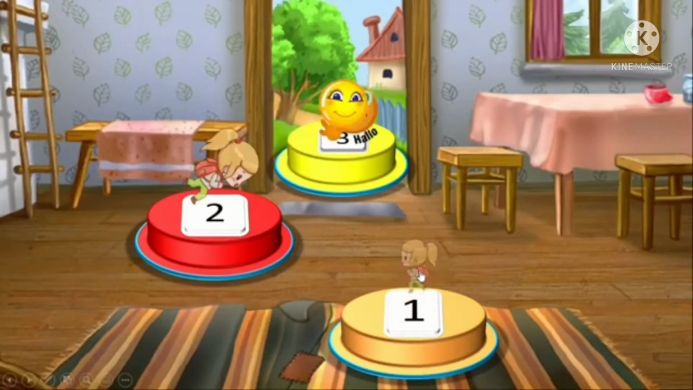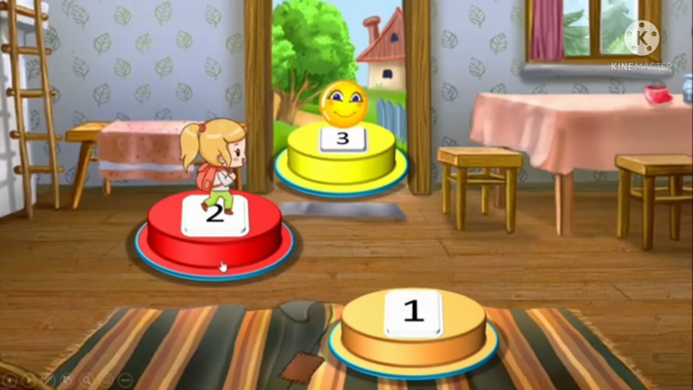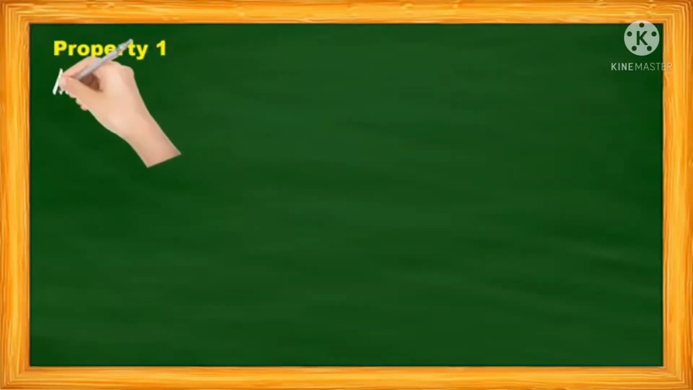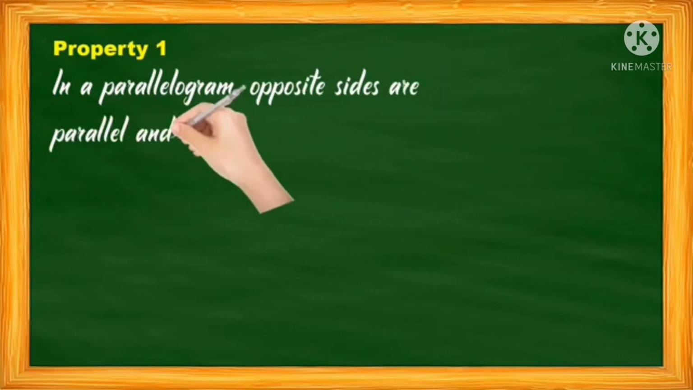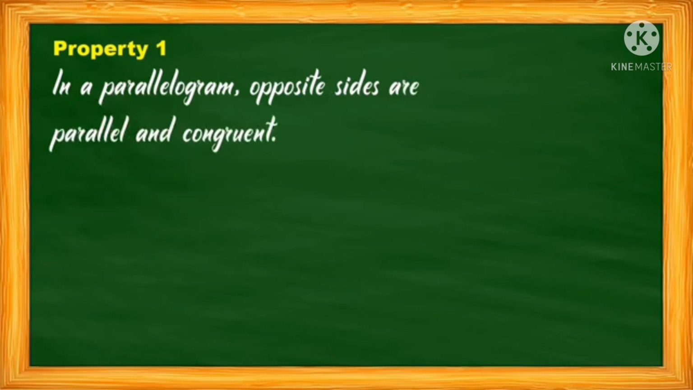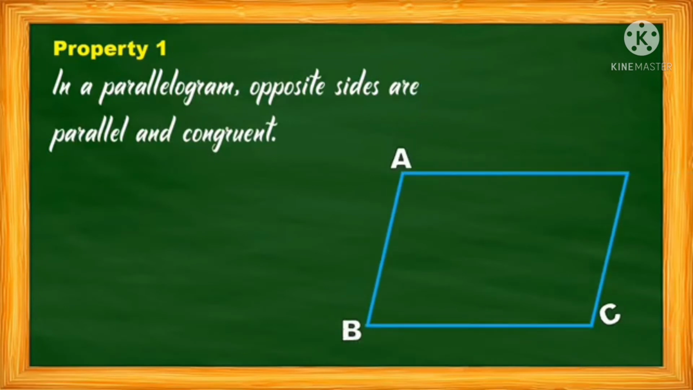This time, Lilo can jump now to level 2. In this level, we will find out the properties of parallelogram, which can be found also in rectangle, square, and rhombus. Let us start with property number 1. In a parallelogram, opposite sides are parallel and congruent. Opposite sides means that they do not share a common point.